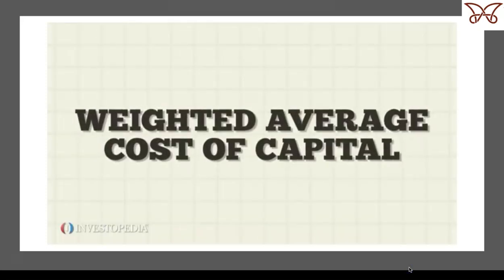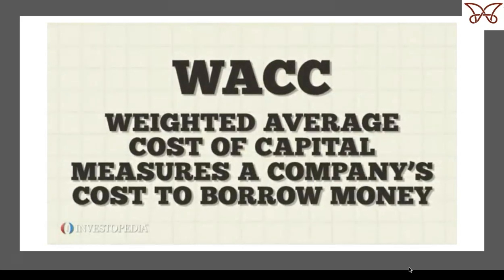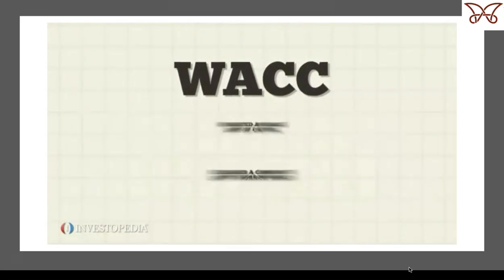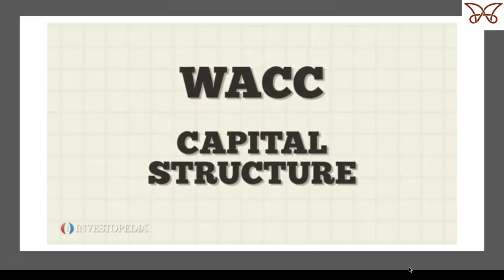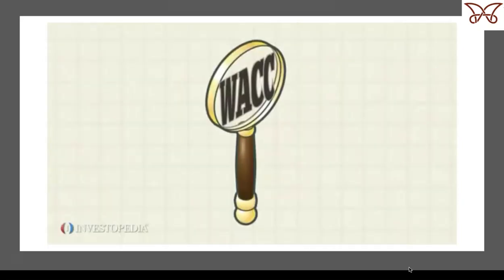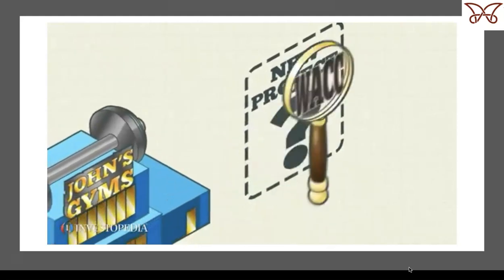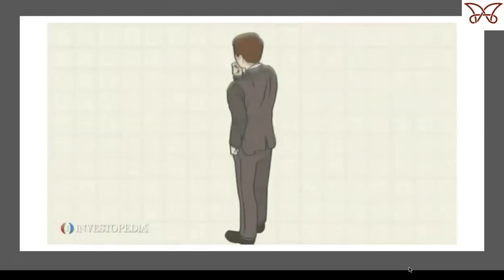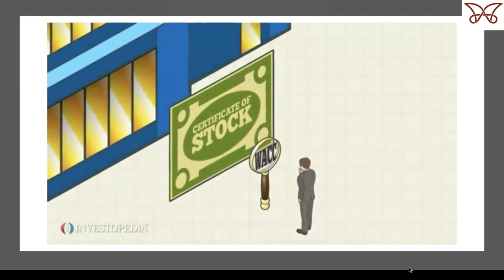Weighted average cost of capital, WACC, measures a company's cost to borrow money given the proportional amounts of each type of debt and equity a company has taken on. A company's debt and equity, or its capital structure, might include common stock, preferred stock, and bonds. WACC is used internally by a company's management as part of determining whether it would be profitable for the company to finance a new project. It is also used by investors as one way to value the company's shares and decide whether to invest.